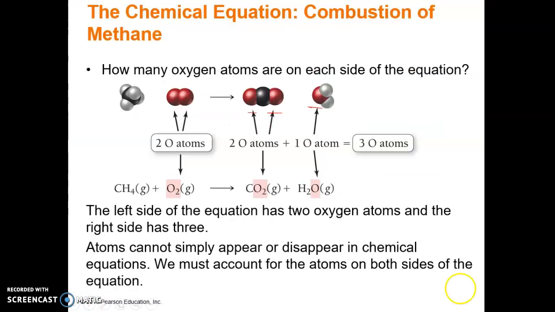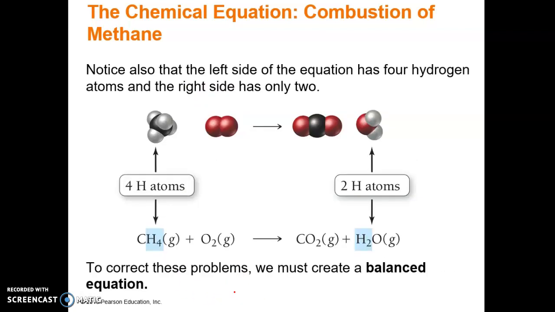All right, I'm going to make this a little bigger here. So we're going to talk about balancing chemical reactions. So how many oxygen atoms are on each side of the equation? Well, on the left, we have 2 oxygen atoms, and on the right, we have 2 plus 1 more, which is 3 oxygen atoms. Atoms can't simply appear or disappear in a chemical reaction, so we need to account for the atoms on both sides of the chemical equation.